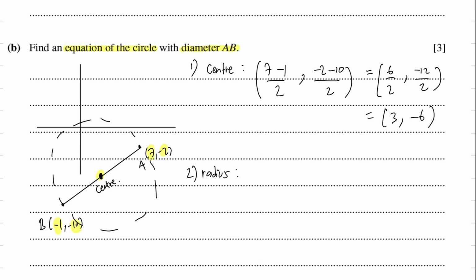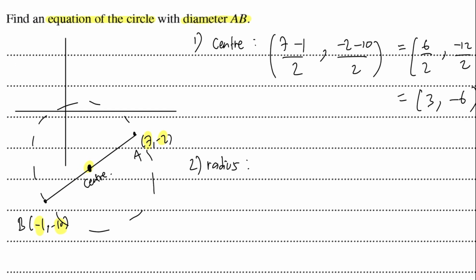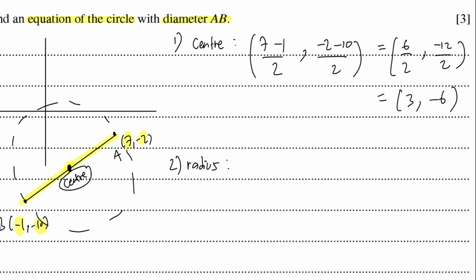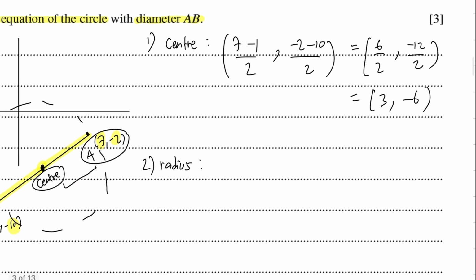To find the radius, you have two ways to find it. The first one, find the diameter and just divide by 2. Or you just need to find the distance from the center to B or the center to A. So it's up to you which one. I will use the center to A. So just find the distance between the center and A to find the radius. So we know the center is (3, minus 6).